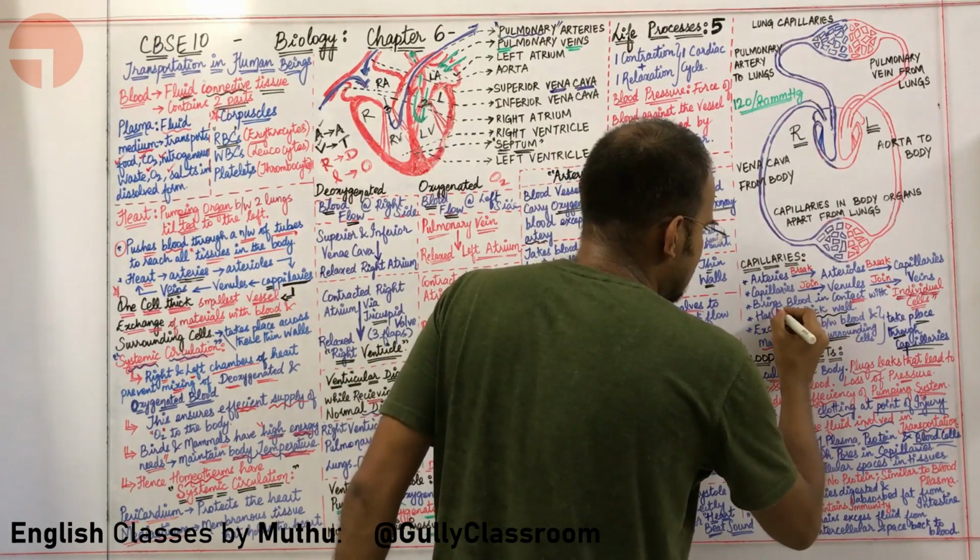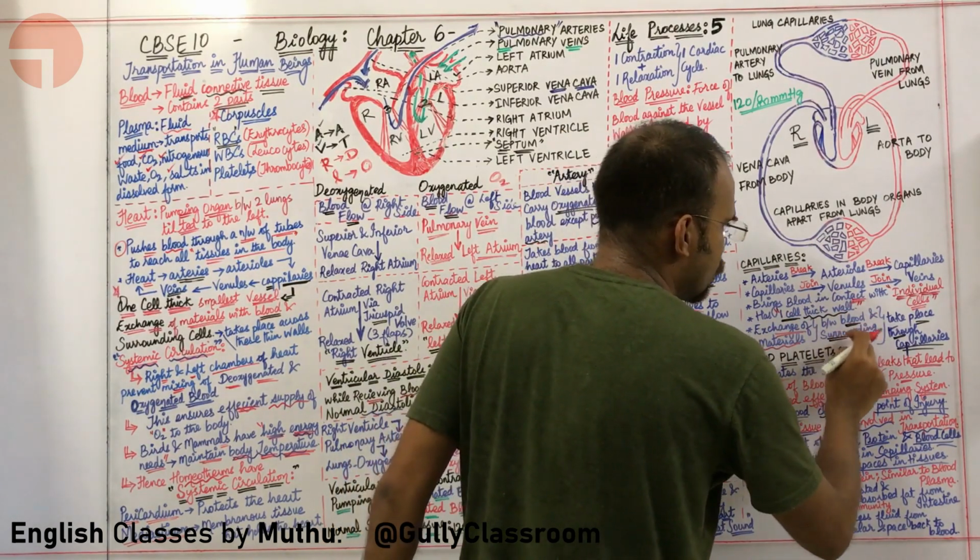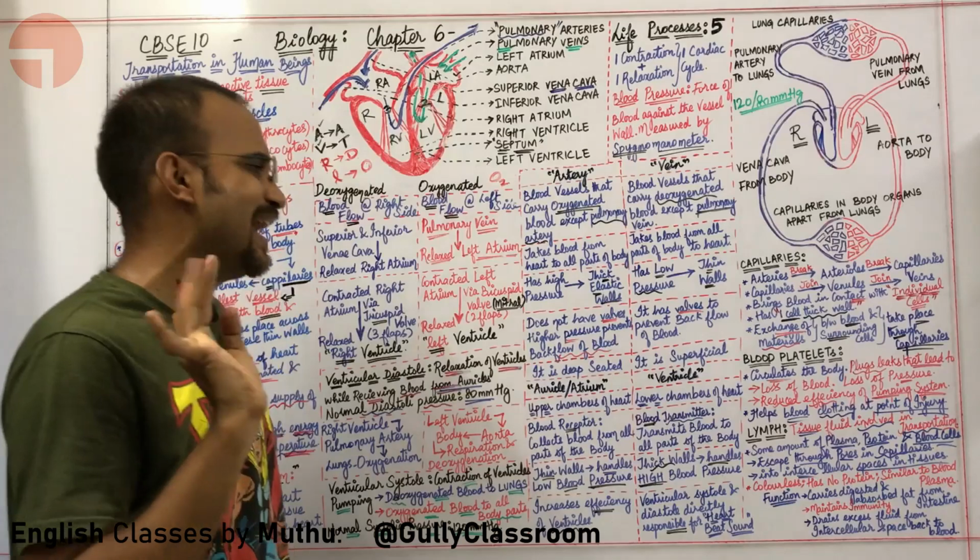They have just one cell thick wall, and because of this, exchange of materials between blood and the surrounding cells takes place through capillaries.